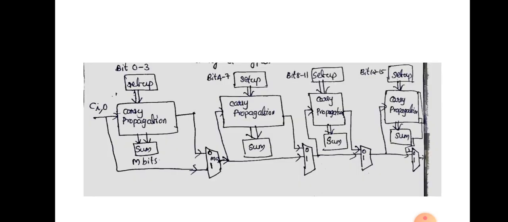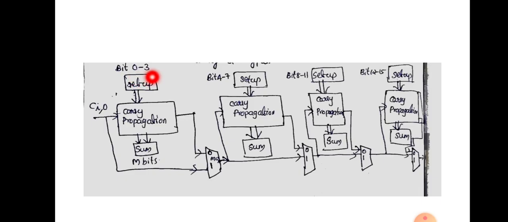So if there are 16 bits, how can you classify? You can take 0 to 3, 4 to 7, 8 to 11, 12 to 15. So 4 blocks will be there and each of the blocks will have the same length. Here 4 bits, the next 4 bits, a total of 8 up to here, and the next 8 plus 4 equals 12, next 12 plus 4 equals 16. So a total of 16 bits will be there.